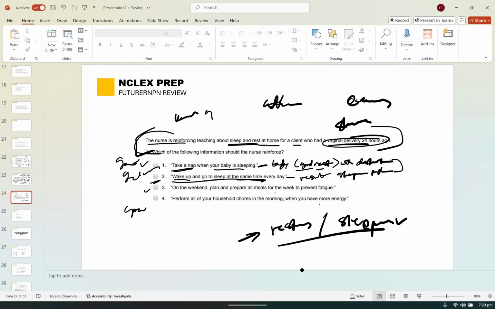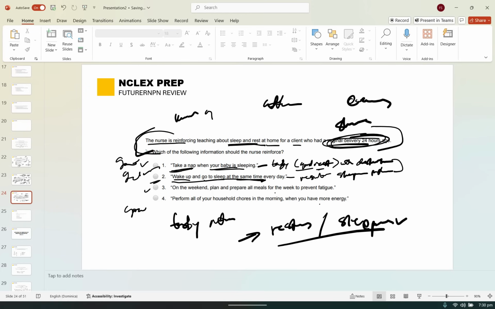Now, guess what? They said they have vaginal delivery. It means that what? This patient needs recovery, right? Because after delivery you need to rest well. You understand? So she needs what? Recovery. So it means that the NCLEX is trying to send us a signal by saying take a nap when your baby is sleeping. What the NCLEX is trying to say is that the baby needs much of the mother's time.